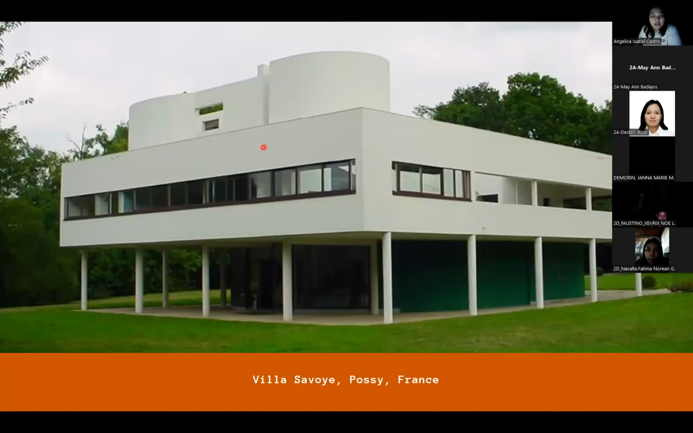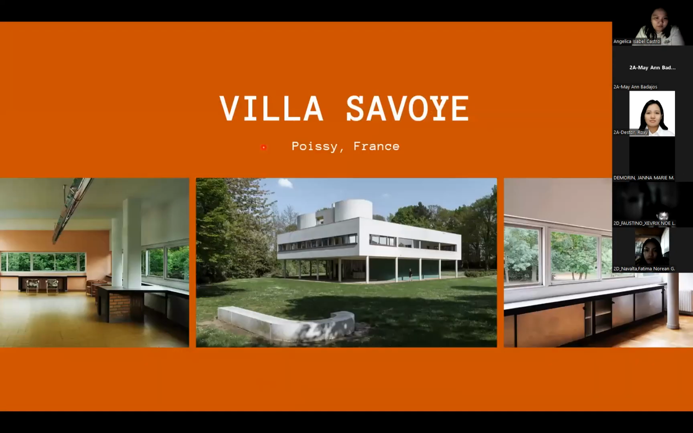Remember, at this point in time, we are just entering the industrial movement. Hindi pa tayo super modern like now. Wala pang smartphone. So, but still, it's far, far, far from the revivalist era. Marami na tayong improvements sa building construction methods and materials. So we were able to build this one. This is Villa Savoye for you.